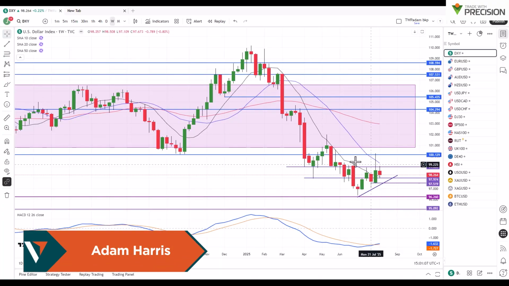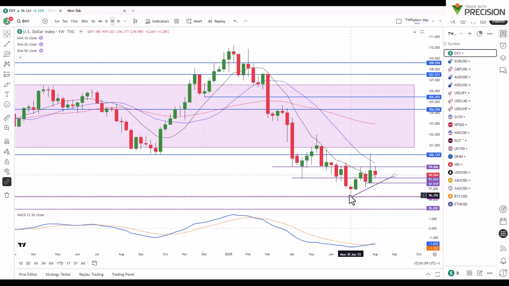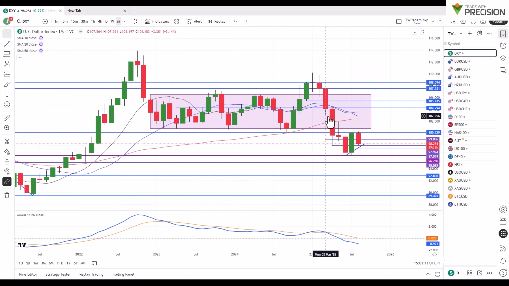So let's start off looking at the dollar index and get a sense of what is going on here. The first thing that we should talk about is from a much higher time frame. We had a really nice breakout of this range for the dollar. The dollar was heading down towards sort of $95, then decided to produce a very strong bullish engulfing bar. It's come back and it's testing that $100 level again.